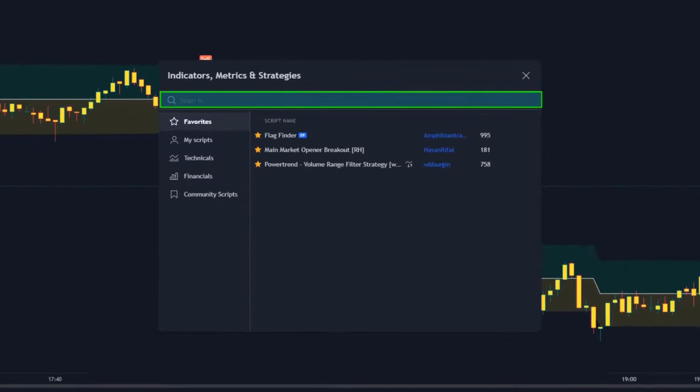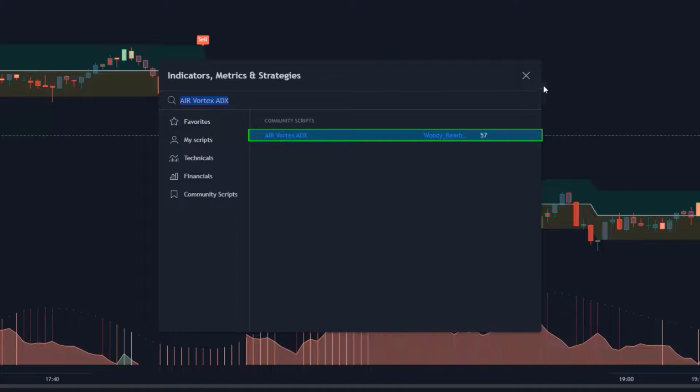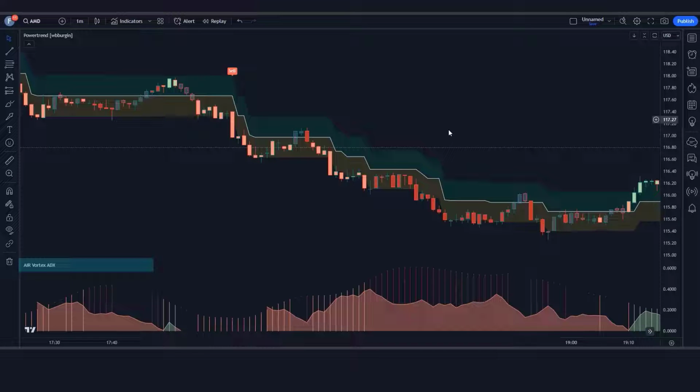We will search for the AIR Vortex ADX indicator in the search box of TradingView. We have to click on the AIR Vortex ADX option. Whether you're a beginner or an experienced trader, the AIR Vortex ADX indicator is suitable for all skill levels. It's easy to install and use, giving you the ability to make informed trading decisions without any hassle.